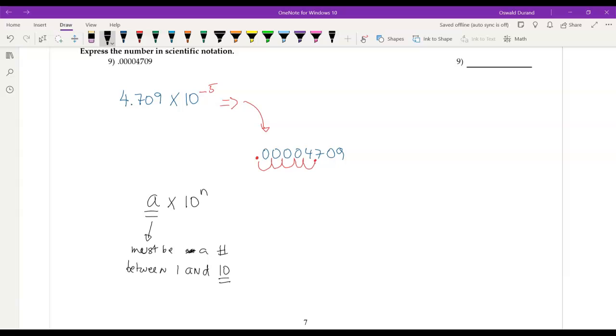Okay? So that's how I know that I'm going to use the values here for 709, right? Because those values are other than zeros, right? And then I'm going to put the decimal point right after the 4, right? Because 4 is a number between 1 and 10.